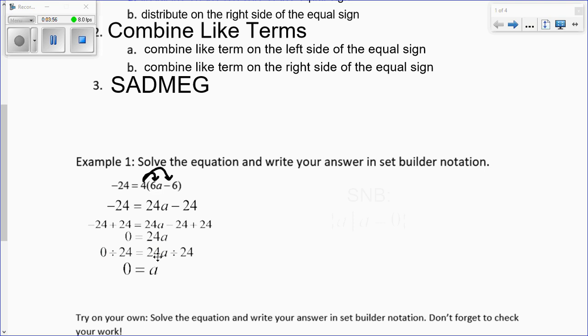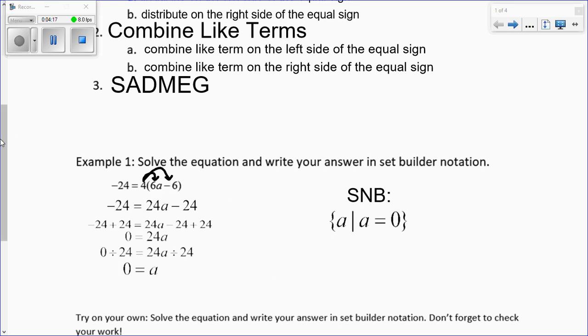Okay? So when I have something equal 0, it just means 0 is the only number that works for it. It's still a solution. So I'm going to go ahead and write my set builder notation. I'm going to use S and B for shorthand. And I just go ahead and write it a set of a such that a equals 0. And that's all I have to do.